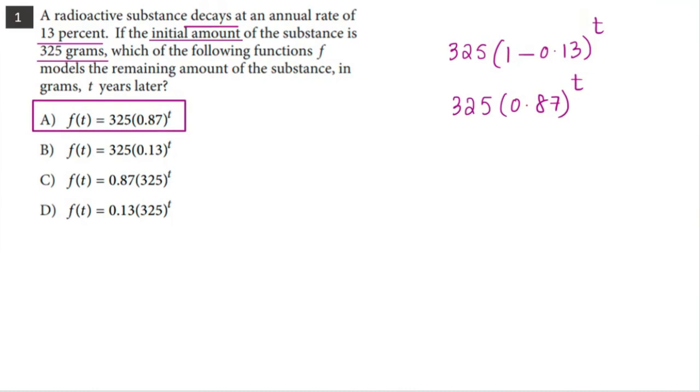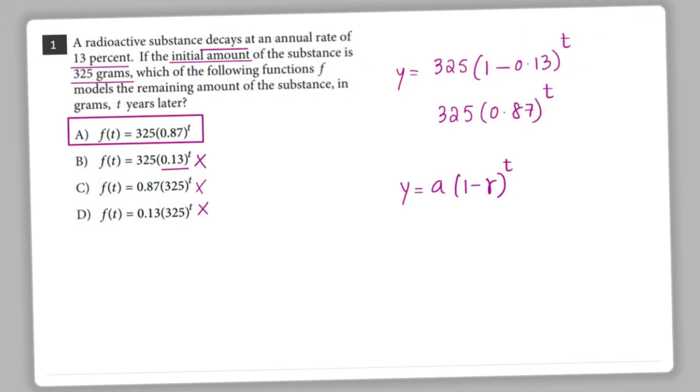Even if you don't want to write this exponential function like this, you can save time and clearly look at the bases. Well, this is not a 13% loss. It's just 13%. So this is incorrect. Why are these incorrect? Because the initial amount of the substance is not in the right place. It should be here, comparing it to the exponential loss function, which is a times 1 minus r to the power of t. So this way you can answer these questions.